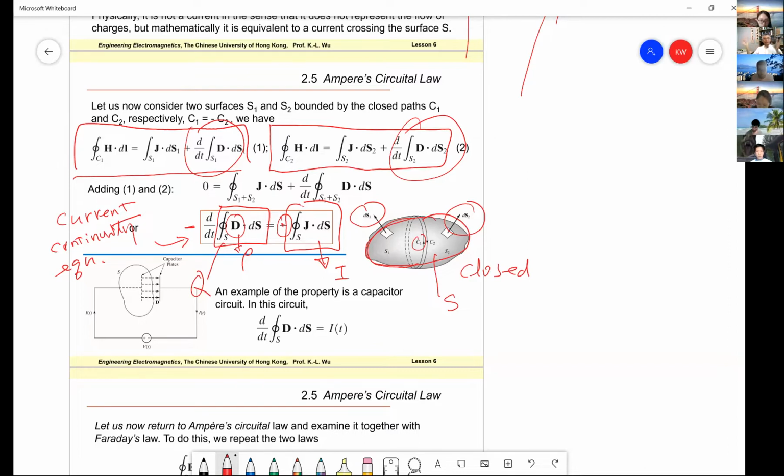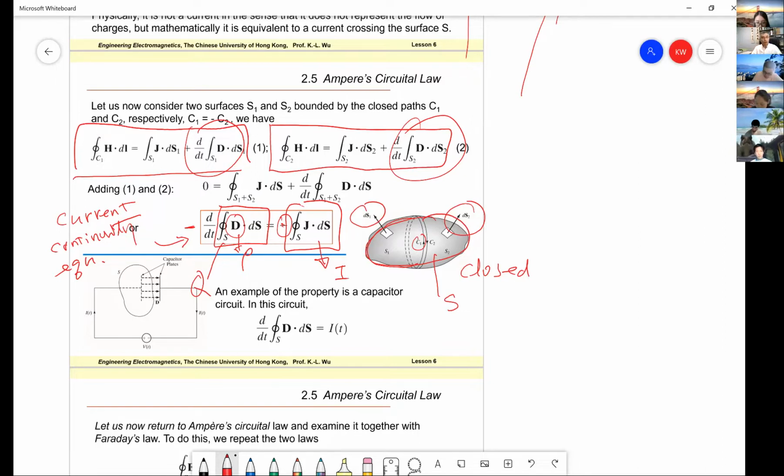If at the next time step the charge is increased, that means current goes in, right? So when charge decreases, current goes out. When charge increases, current goes in. Okay, so this is what this minus sign is.